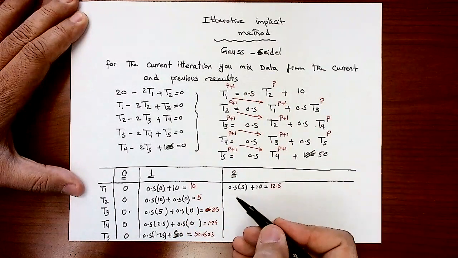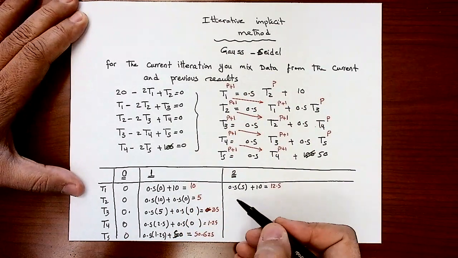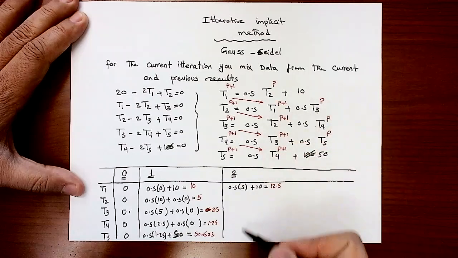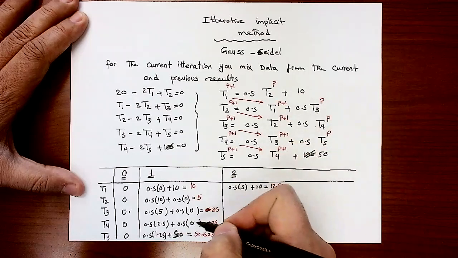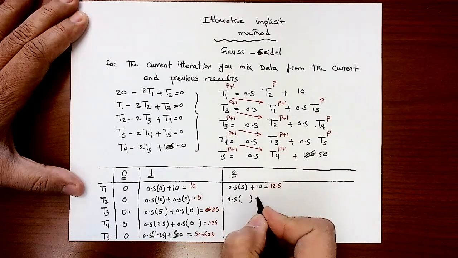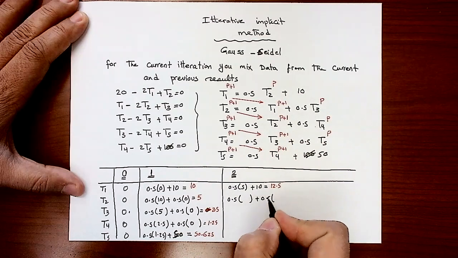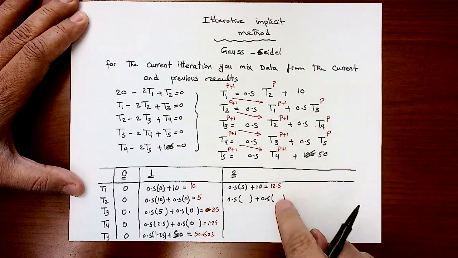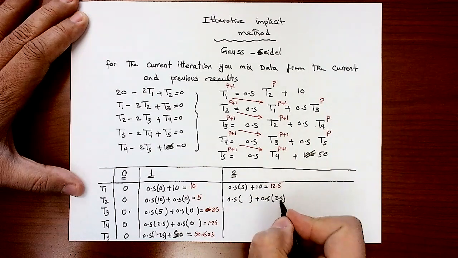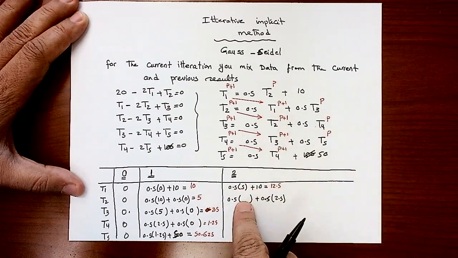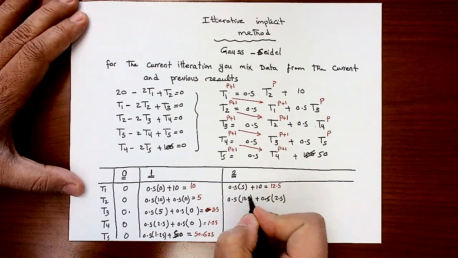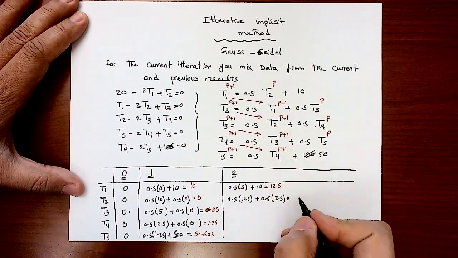Now, let's go for T2 in iteration number 2. I need T1 and I need T3. At this iteration, T3 is not calculated. I'm going to take it from the previous one. So I'm going to have 0.5 plus 0.5. T3 will be taken from the previous one, which is 2.5. But T1 in this equation is already calculated at the current iteration, so I will take 12.5. Then you calculate that value, and it comes to be 7.5.